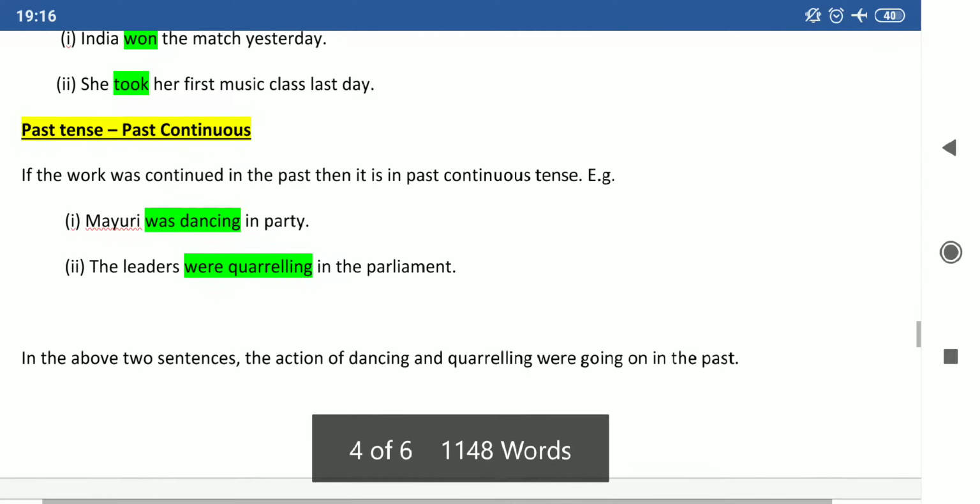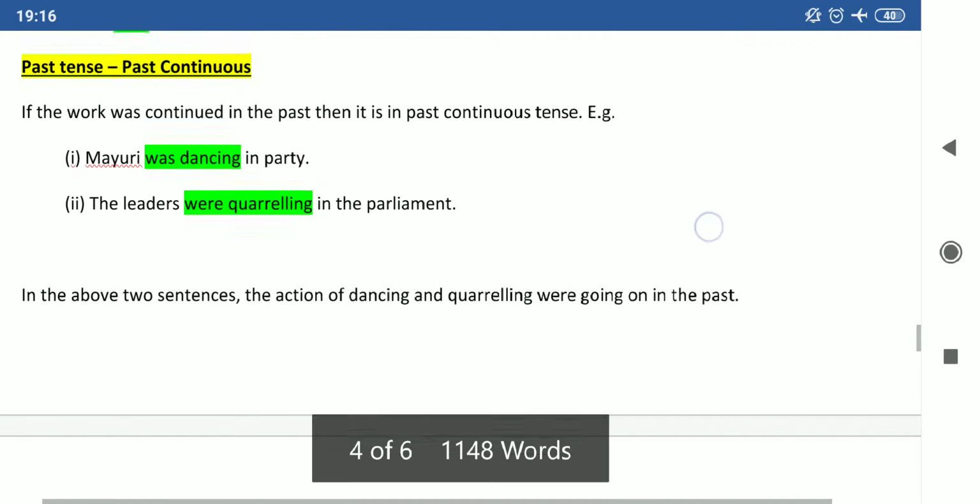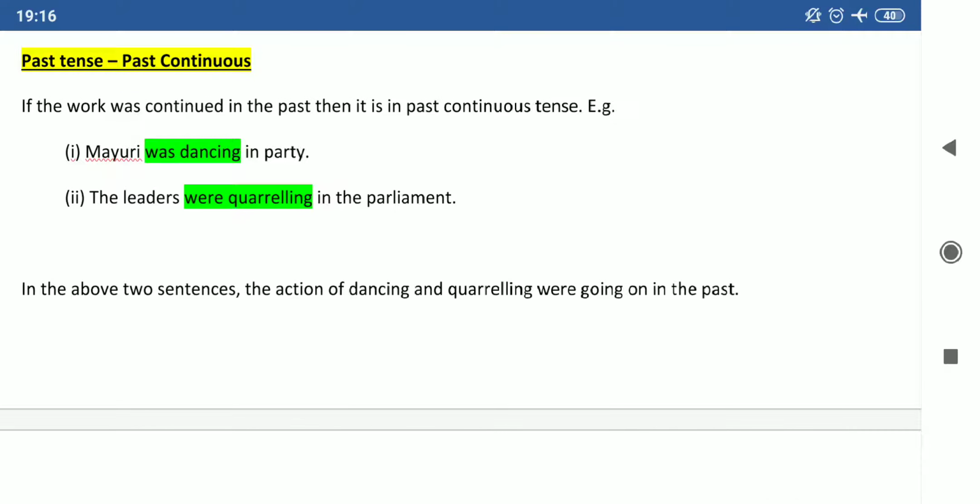Now, where will you use past continuous? If the work was continued in the past, then it is past continuous tense. For example, Mayuri was dancing in party. I hope you remember that when we use present continuous tense, we use is or am or are with first form of verb and ing. Ing is always used whenever you want to tell something in continuation.